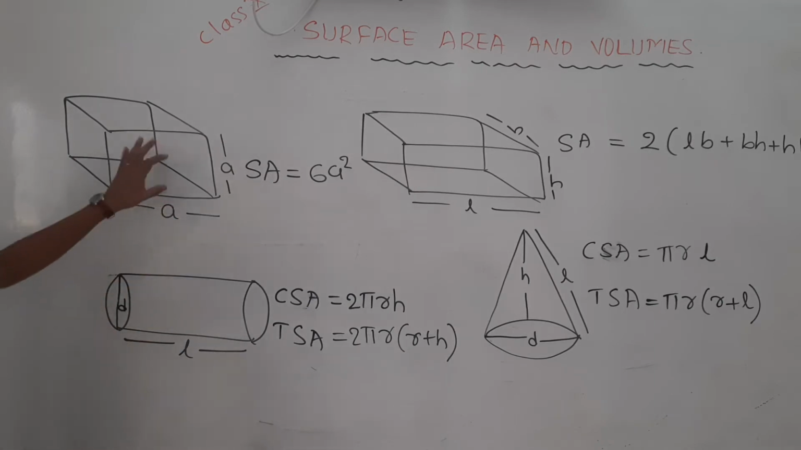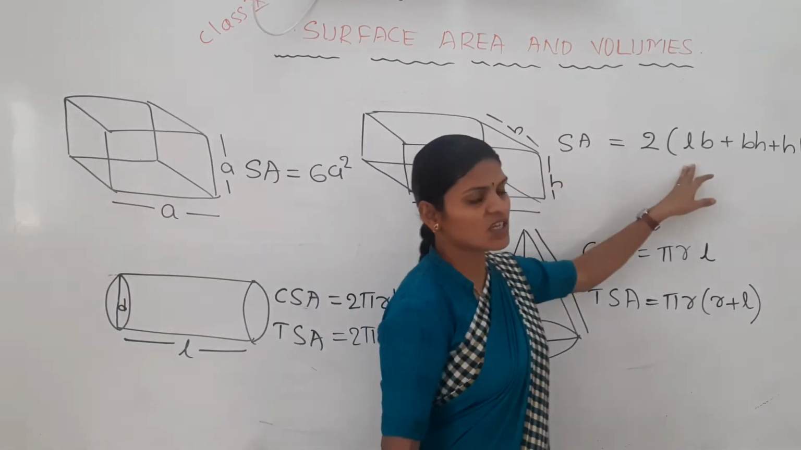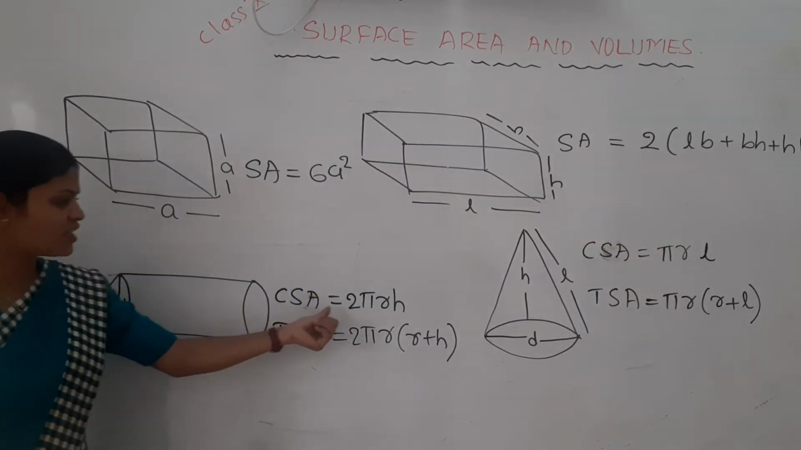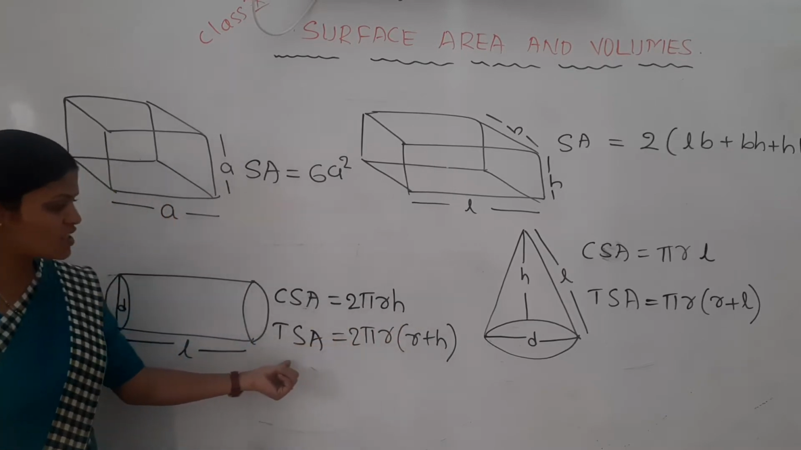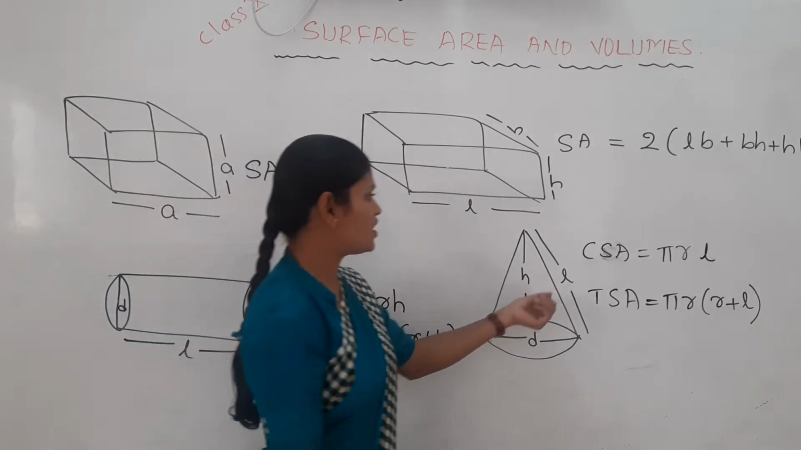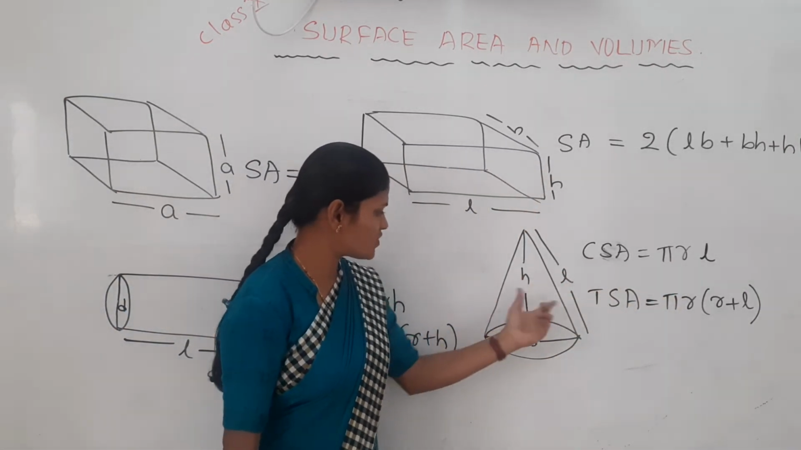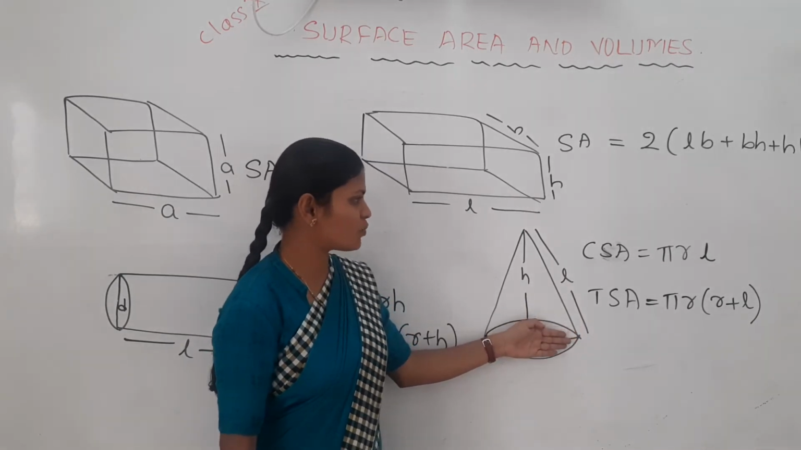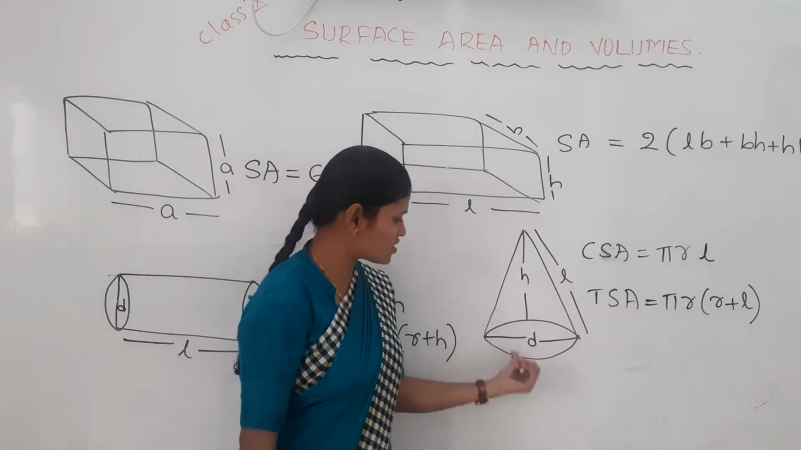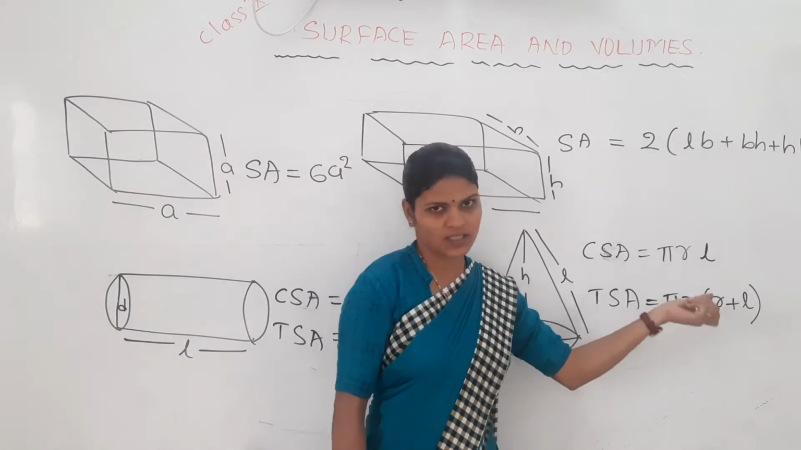So the surface area of the cube is 6a square. Cuboid is 2 times lb plus bh plus hl. Then the curved surface area of the cylinder is 2 pi r h, and total surface area is 2 pi r into r plus h. Then the curved surface area of the cone is the surface area excluding the circular opening. It is pi r l. Total surface area, including the circular opening, is pi r into r plus l.